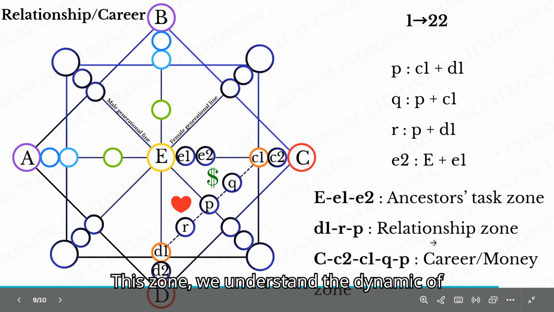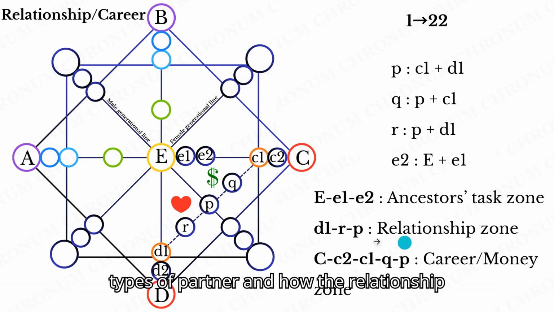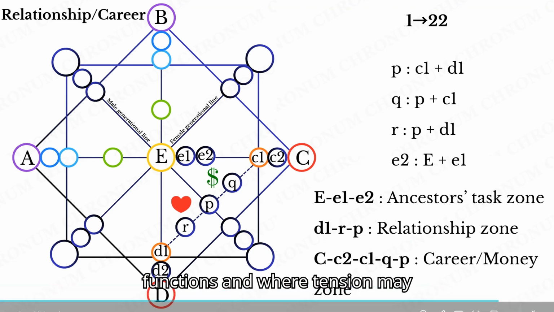In this zone, we understand the dynamic of relationships as a couple. It helps us understand why we attract certain types of partner, how the relationship functions, and where tension may appear.